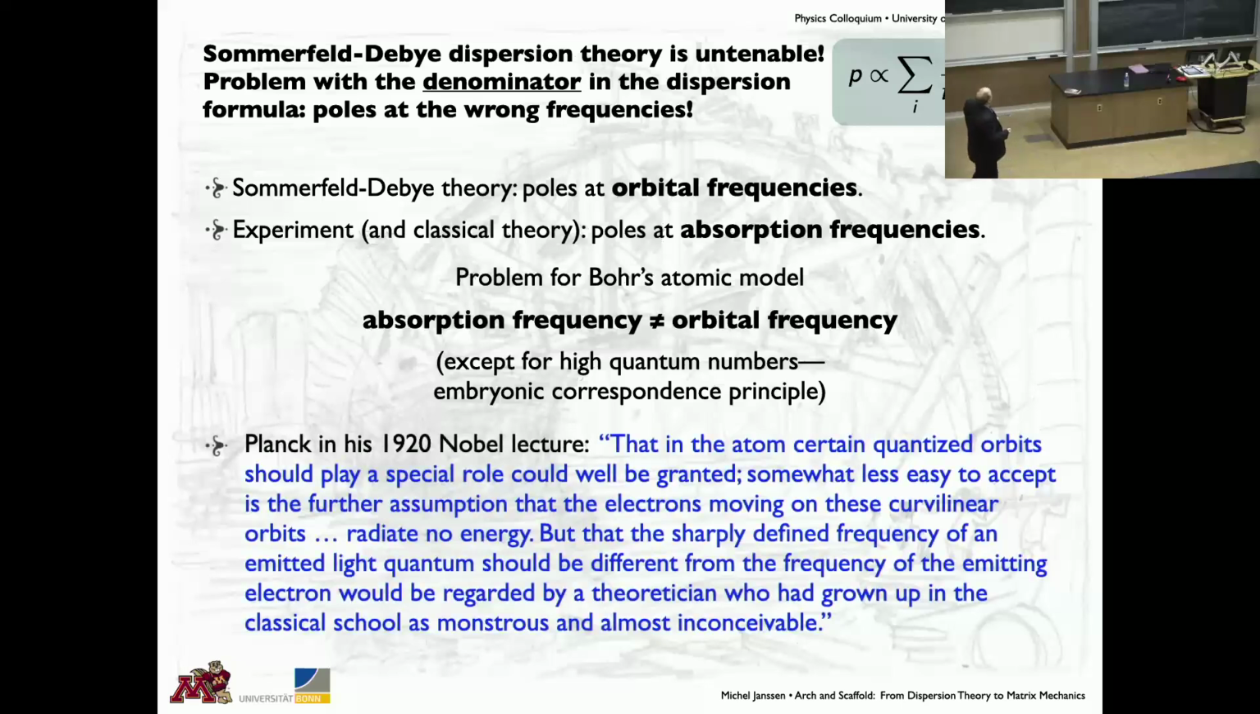And just to show you that, here is Planck in his Nobel lecture. He says that in the atom, certain quantized orbits should play a special role, could well be granted. Somewhat less easy to accept is the further assumption that the electrons moving on these curvilinear orbits radiate no energy, but that the sharply defined frequency of an emitted light quantum should be different from the frequency of the emitting electron would be regarded by a theoretician who had grown up in the classical school as monstrous and almost inconceivable.